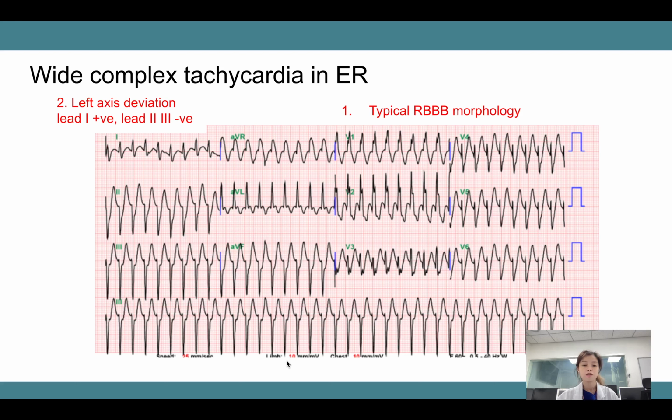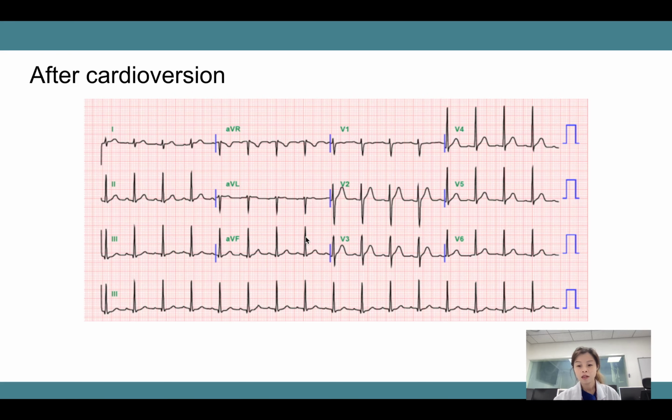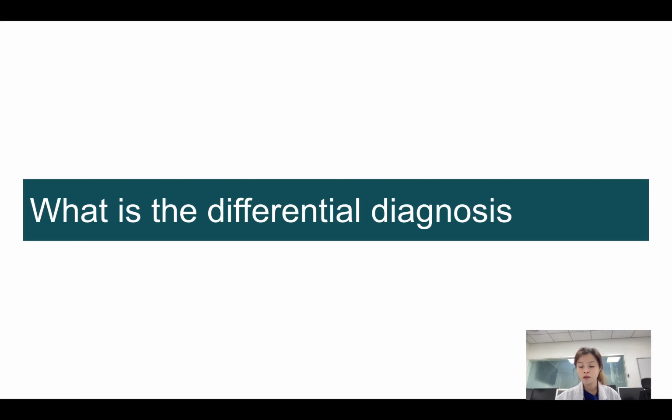So this is the ECG at the emergency department, which showed a typical RBBB morphology together with the left axis deviation. Cardioversion was performed. After successful cardioversion, the ECG showed a normal sinus rhythm with narrow QRS. There was no underlying RBBB or any left axis deviation. So what is your differential diagnosis and what would be your management plan?